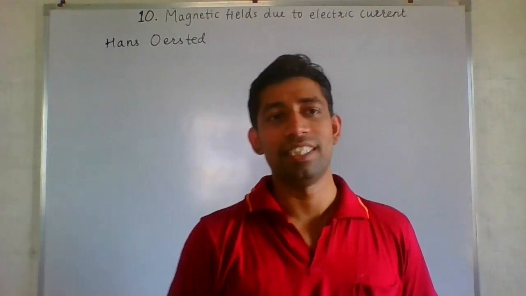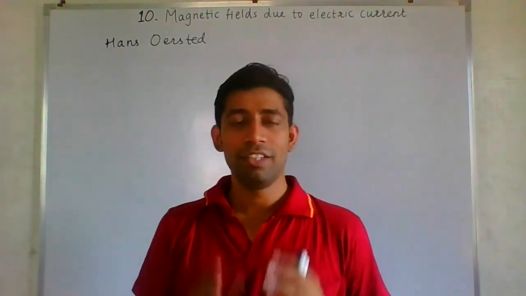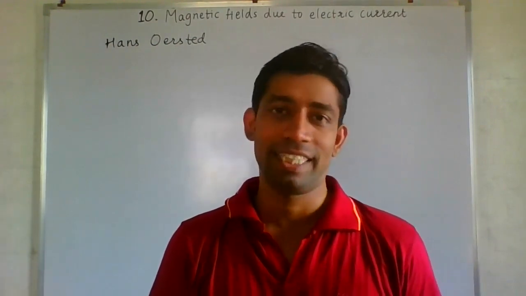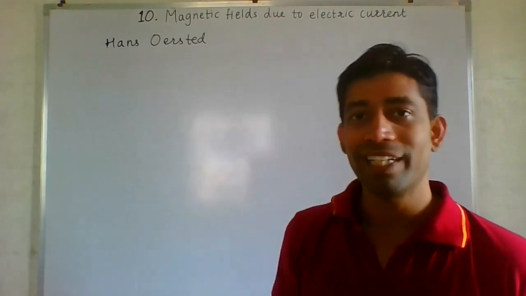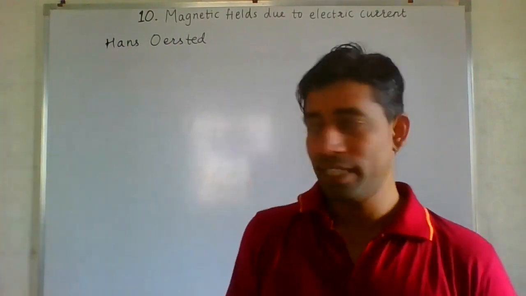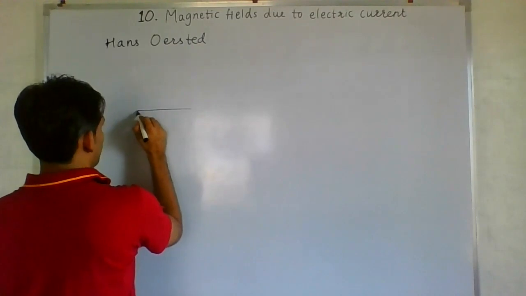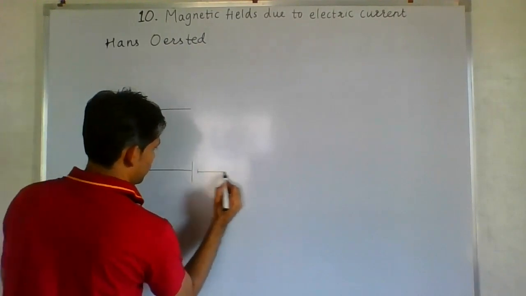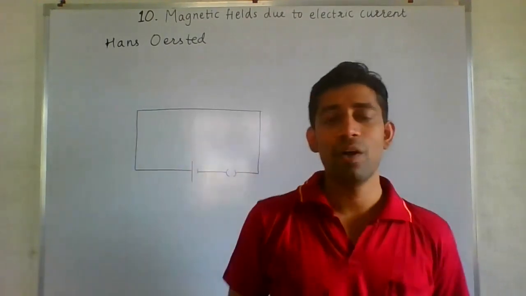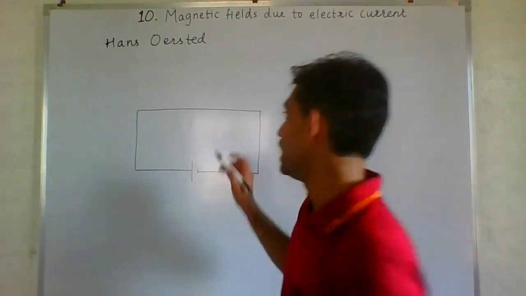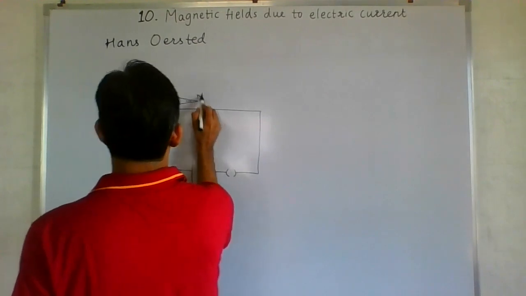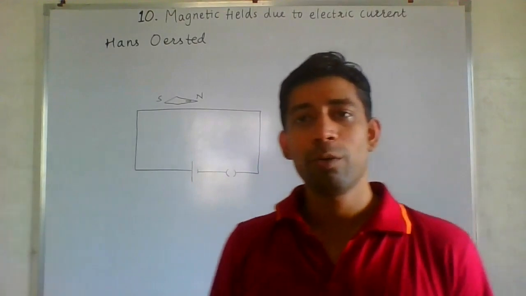You must have heard of this scientist. He was the first person to find out the phenomenon of the magnetic effect of electric current. You must have an idea about this. What he did was take a wire, connect it to a cell or a battery, and near the wire he kept a magnetic needle like this.